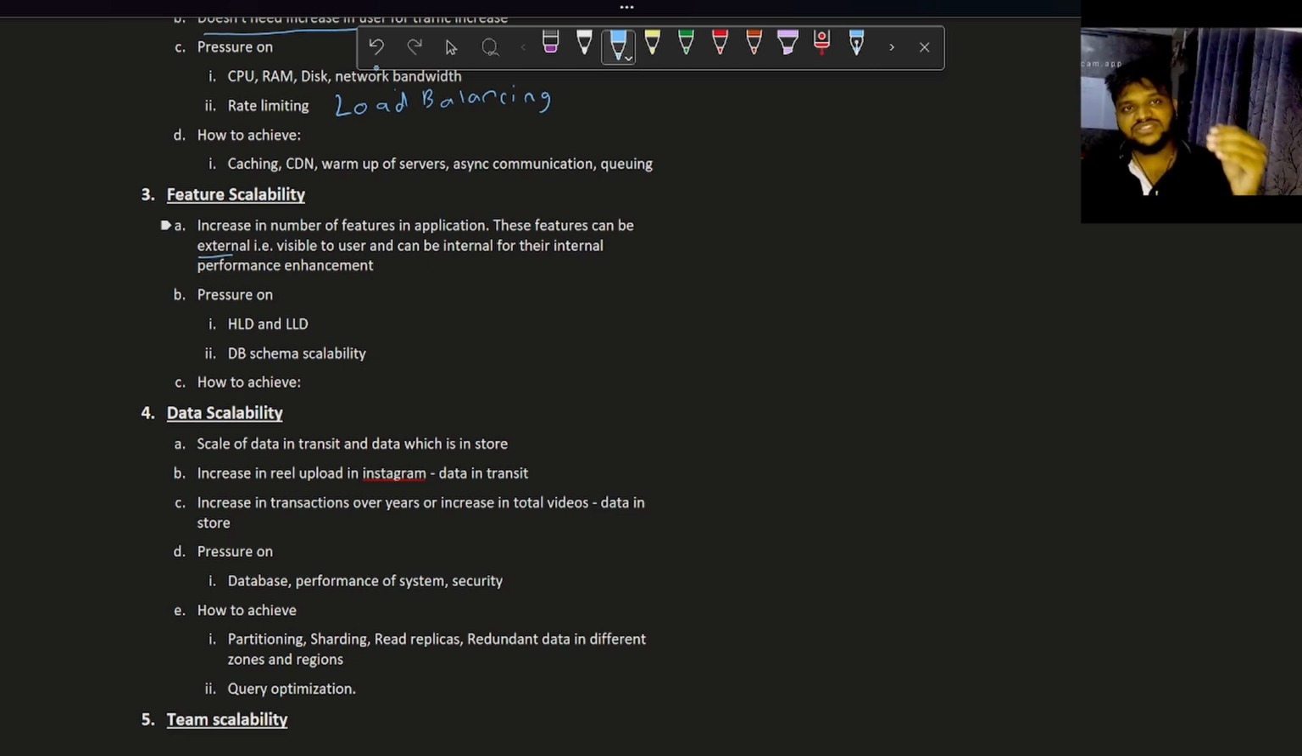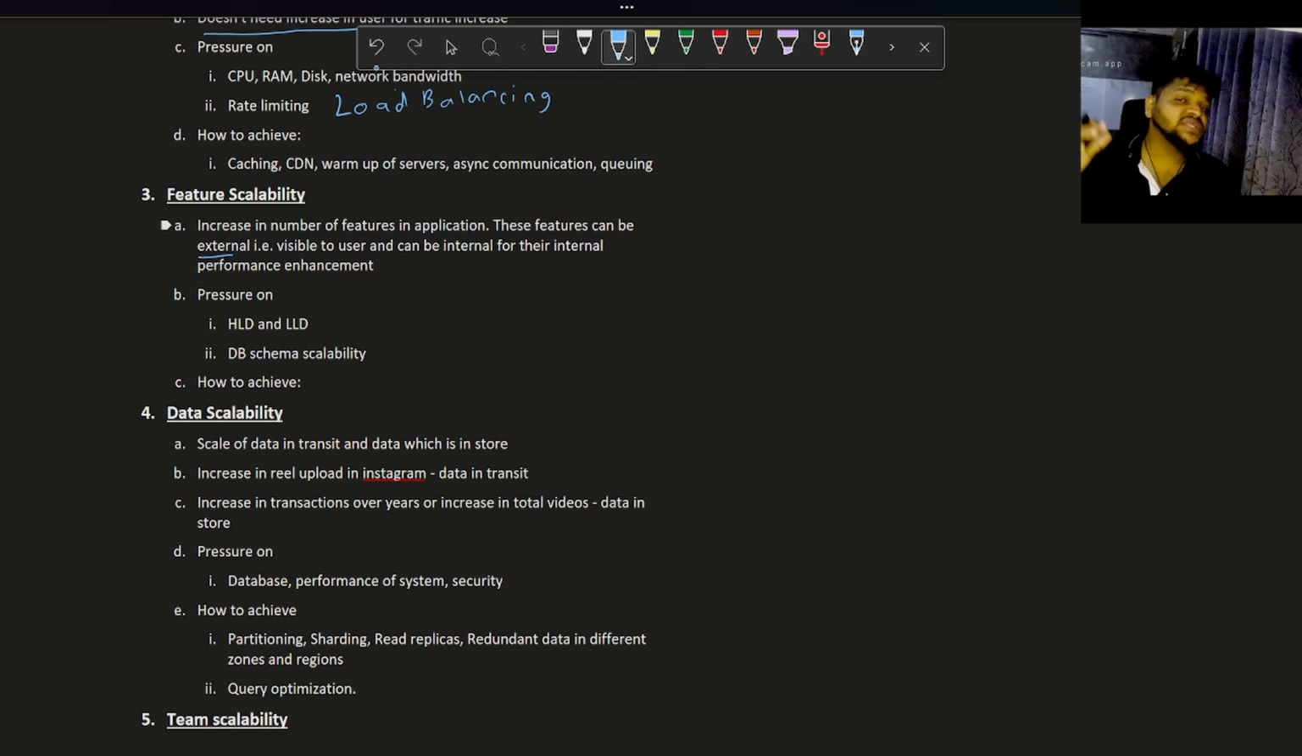When I'm saying external features, it means, for example, in YouTube, initially you were just able to search for a particular video and watch it. Now Shorts has taken the place. Then there is user analytics, where the person who is uploading the video can see the analytics. So these are certain features. These are external features which the user is using.